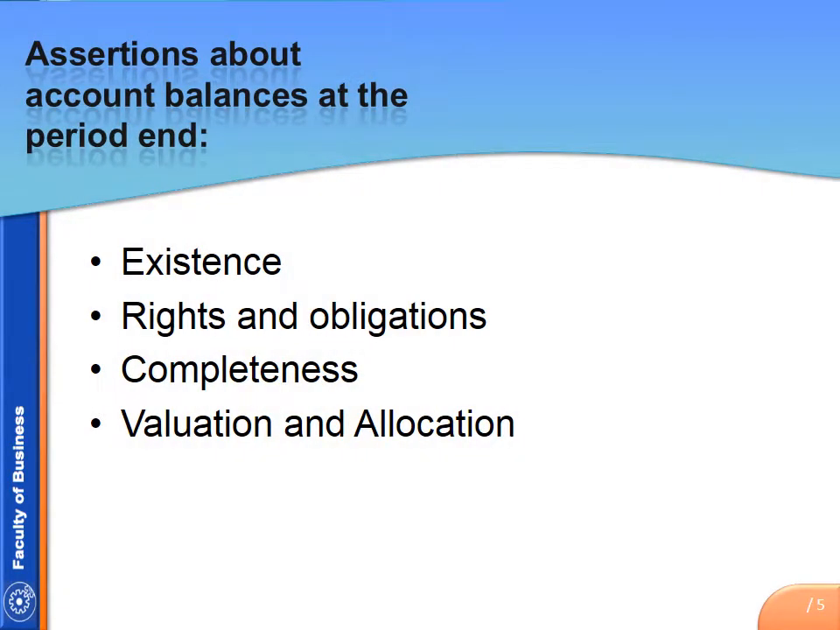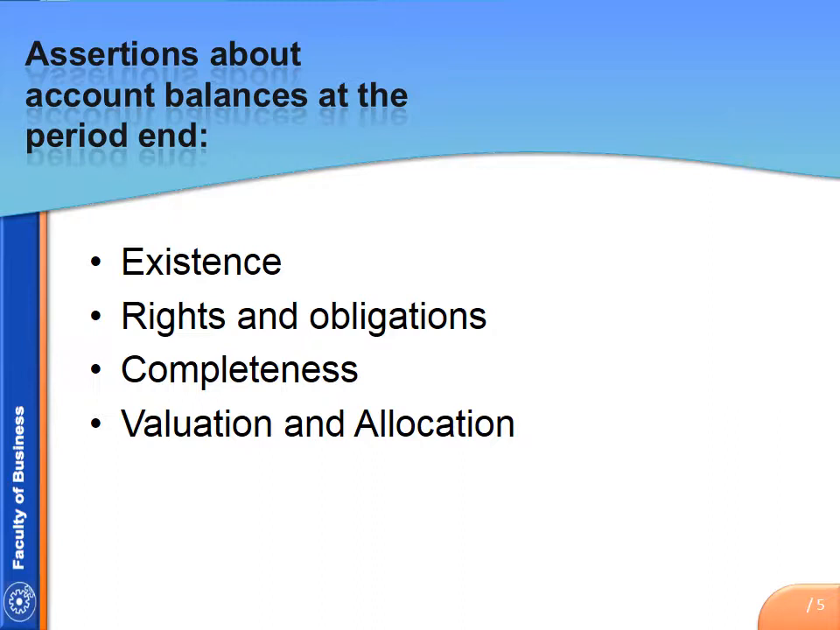Now let's look at assertions about account balances at the end of the period. First of all, there's existence, that the assets, liabilities and equity interests exist. Then there's rights and obligations, that the entity holds or controls the rights to assets and liabilities, that these are the obligations of the entity. Then completeness, all assets, liabilities and equity interests have been recorded where they should have been recorded.